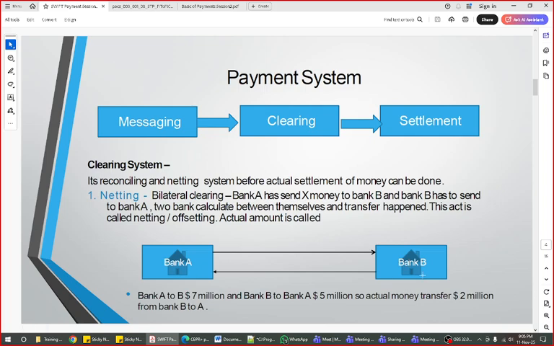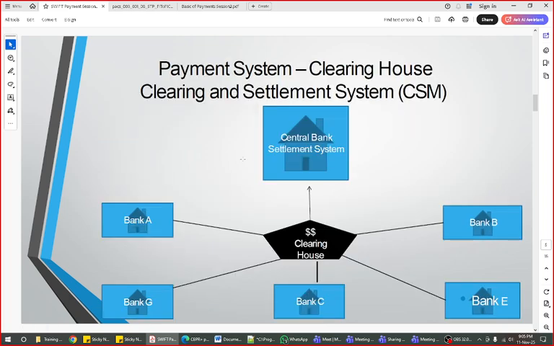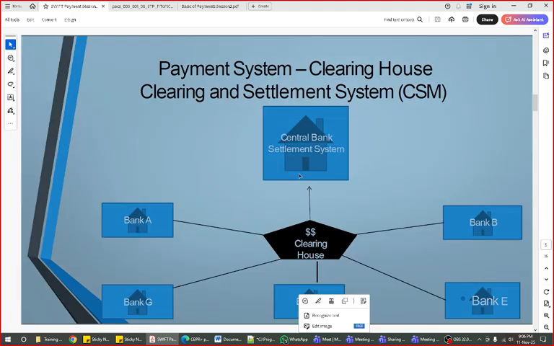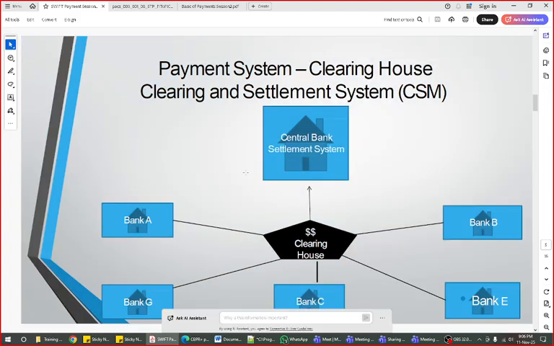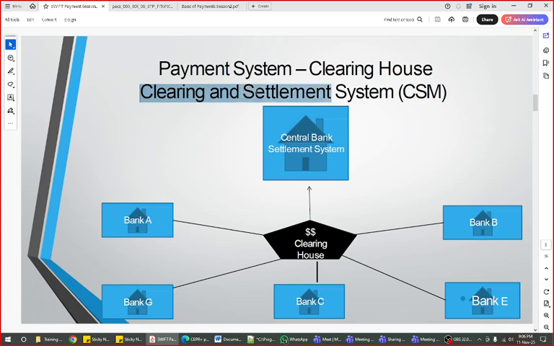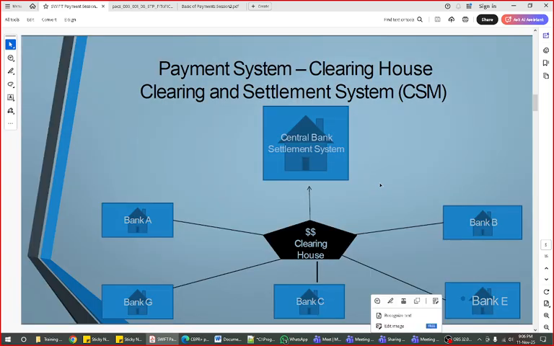Here two banks are involved, so it's called bilateral netting. If multiple banks are involved, it's called multilateral netting. There is a clearing house in between that does this calculation and sends instructions to the central bank's settlement system, which does the actual transfer. So this is called your network of multilateral payment houses. It is handled by the CSM, the clearing settlement system. This is called the clearing house, and this is called settlement. In India this is performed by RBI. There are different entities in different parts of the world who do this calculation and performance. We are going to see them one by one in coming sessions.